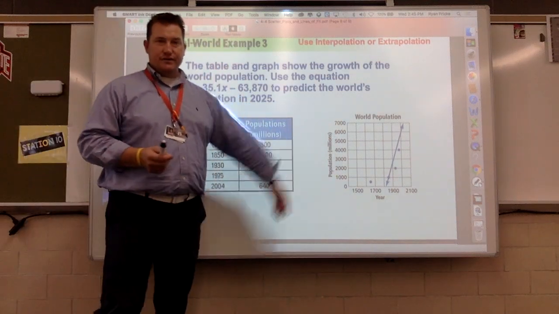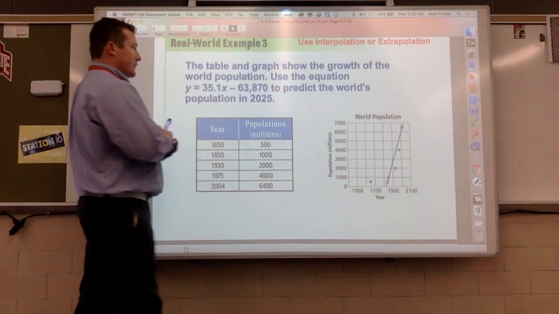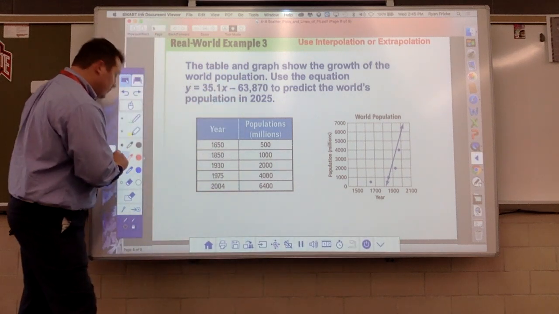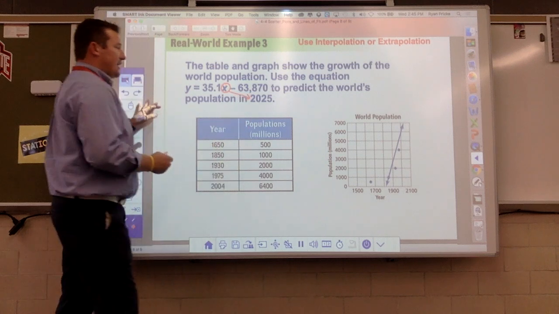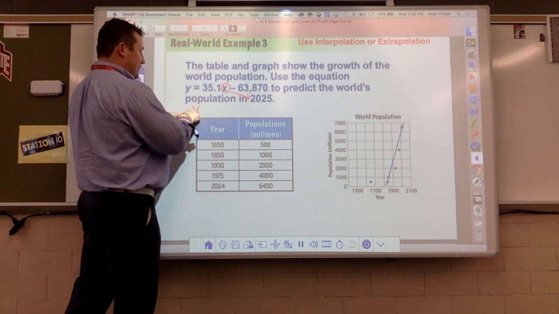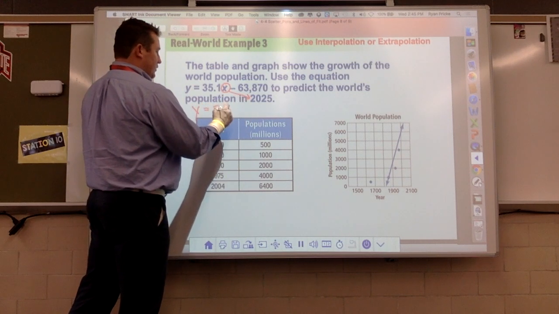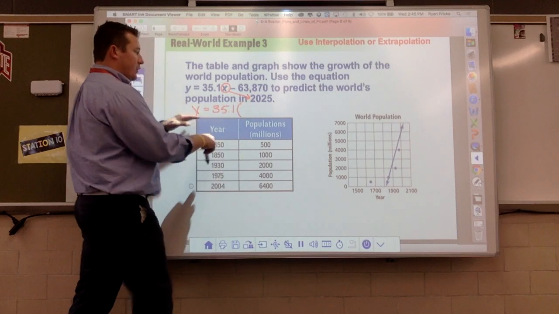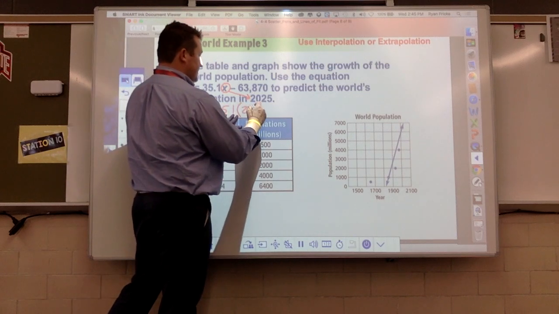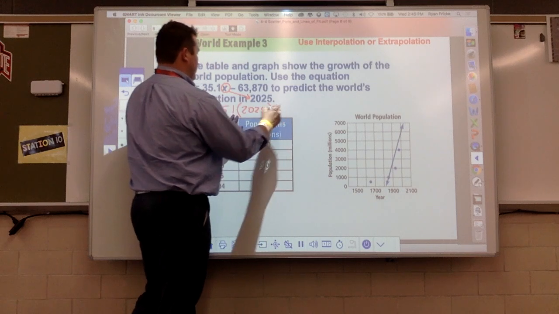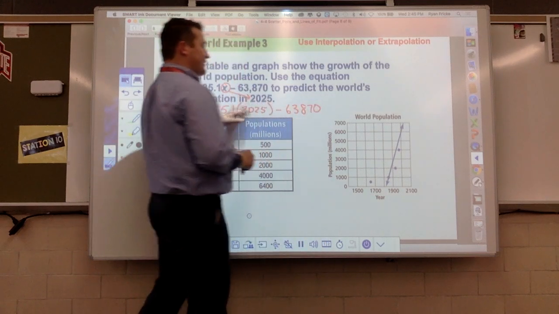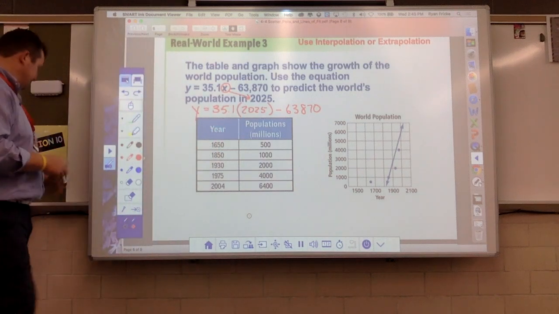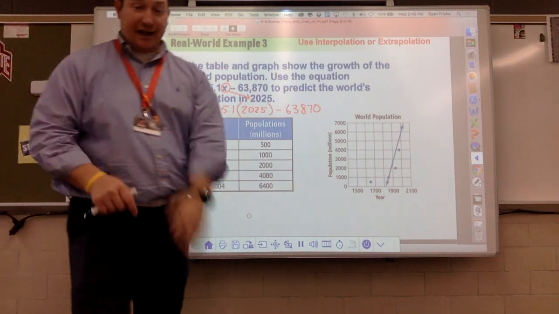Remember, this is in millions, which really is 7 billion. Let's go, people. Replace X with that number there. So it's going to look like this. The population Y is equal to 35.1 times the year 2025 minus 63,870. Now, this I do need a calculator for.